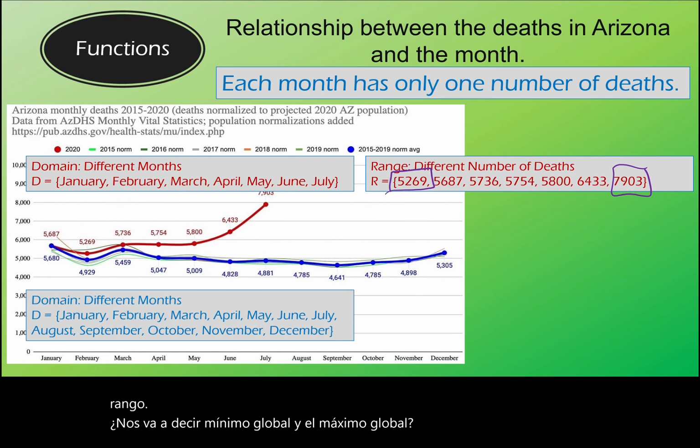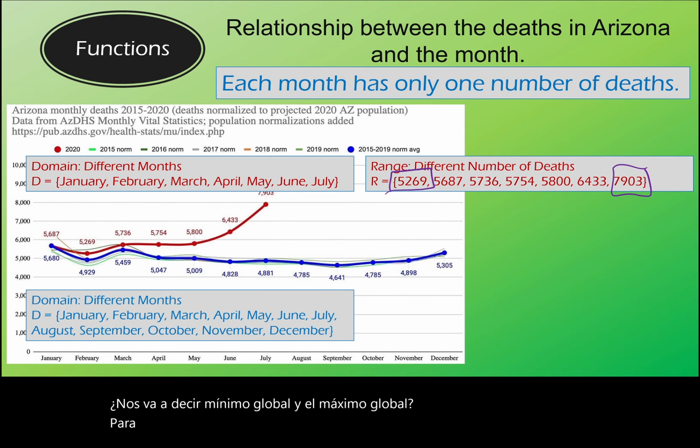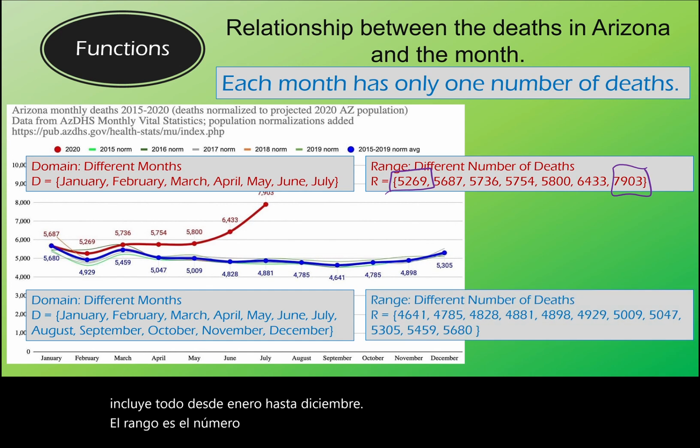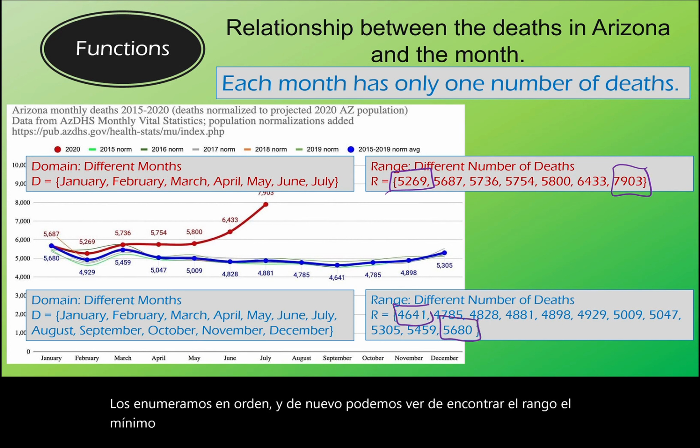For the 2015 to 2019 average, again, the domain is months, but this time it includes everything from January to December. The range is the different number of deaths. We list those in order, and again, we can see from finding the range, the minimum is 4,641 and the maximum is 5,680. Again, the benefit of having the range.